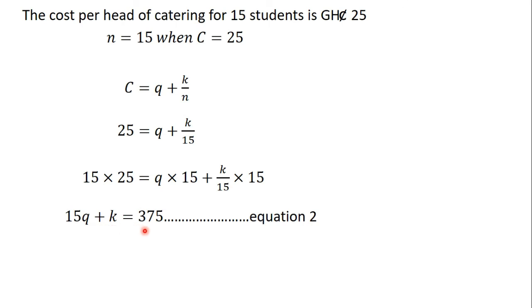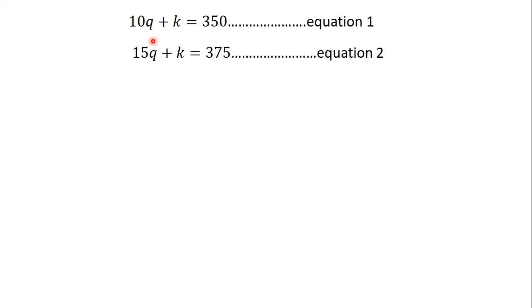This is equation 2. So we have equation 1 as 10Q plus K is equal to 350, and equation 2 as 15Q plus K is equal to 375. We are going to solve these two equations simultaneously for the values of Q and K.